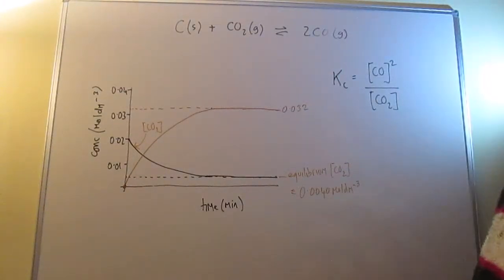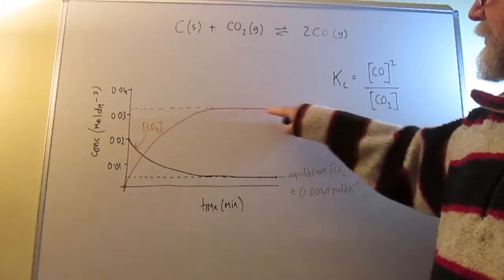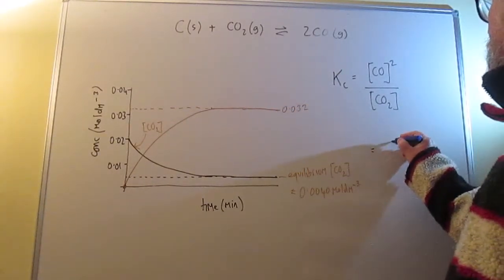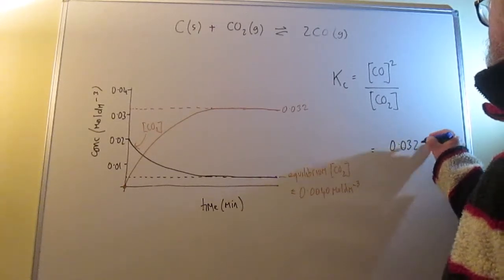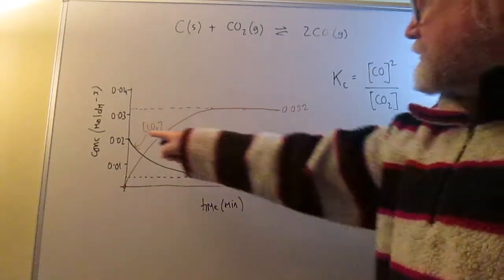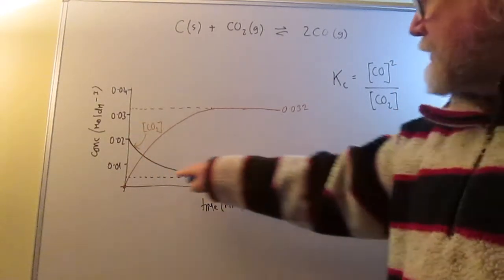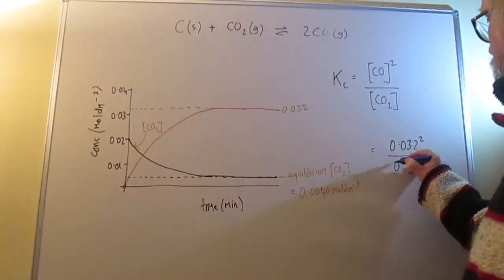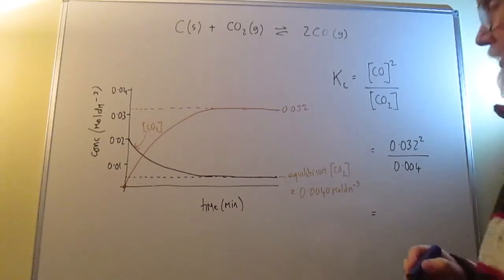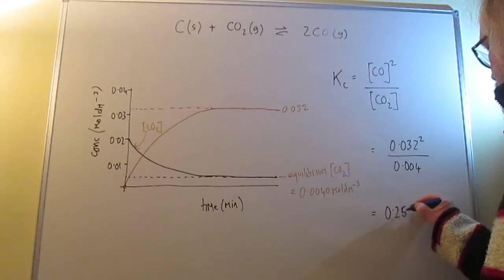So the carbon monoxide concentration is the concentration when it's levelled off, because that's when you've reached equilibrium, and we know that's 0.032. So we've got 0.032 squared on the top line, and the carbon dioxide concentration at equilibrium, well, that's the CO2. Again, when it's levelled off, that's the concentration at equilibrium, and that was 0.004. So that's the calculation that you're going to do, and that works out to be 0.256.